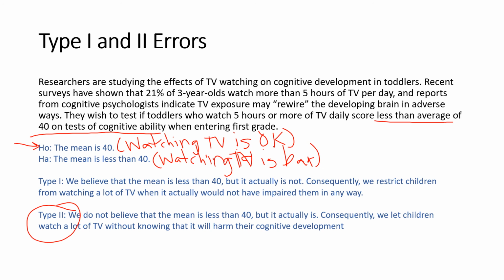Now, you can control the probability of type 1 and have it influence type 2. So if you want to avoid type 2, you want to pick a larger type 1. Maybe you want to do a 10% significance level, because if you have a higher chance of type 1, that's going to minimize the chance of having a type 2 error.